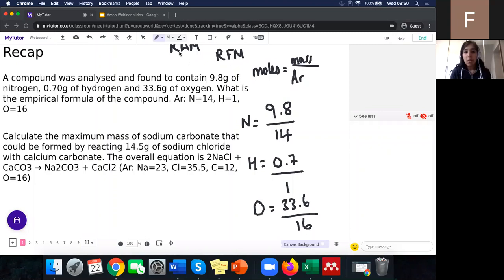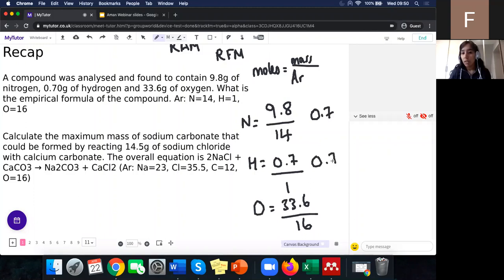People are saying the number of moles for nitrogen is 0.7. Great. What's the number of moles for hydrogen then? We don't need a calculator for that. It's just 0.7 divided by 1, so it's just 0.7. And then oxygen, 33.6 divided by 16. What's the number of moles for oxygen? Excellent, 2.1.